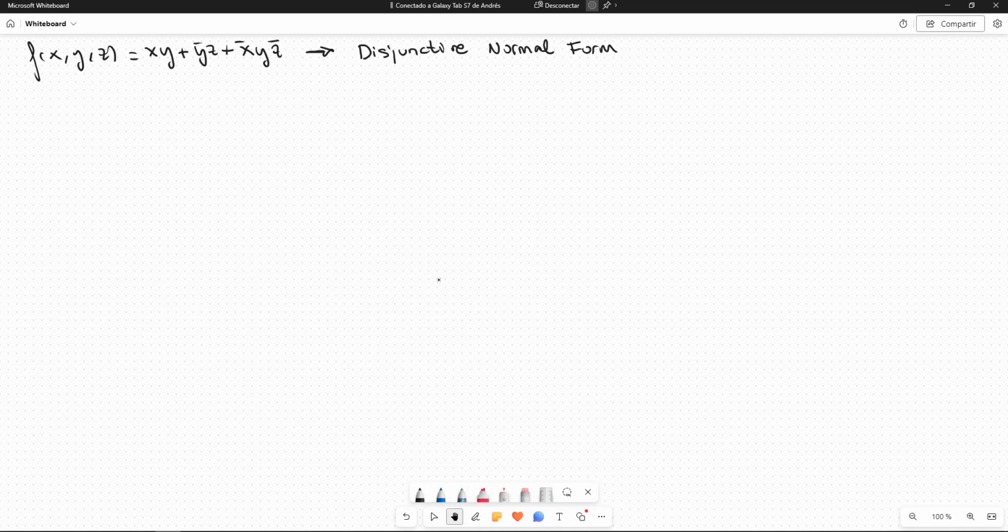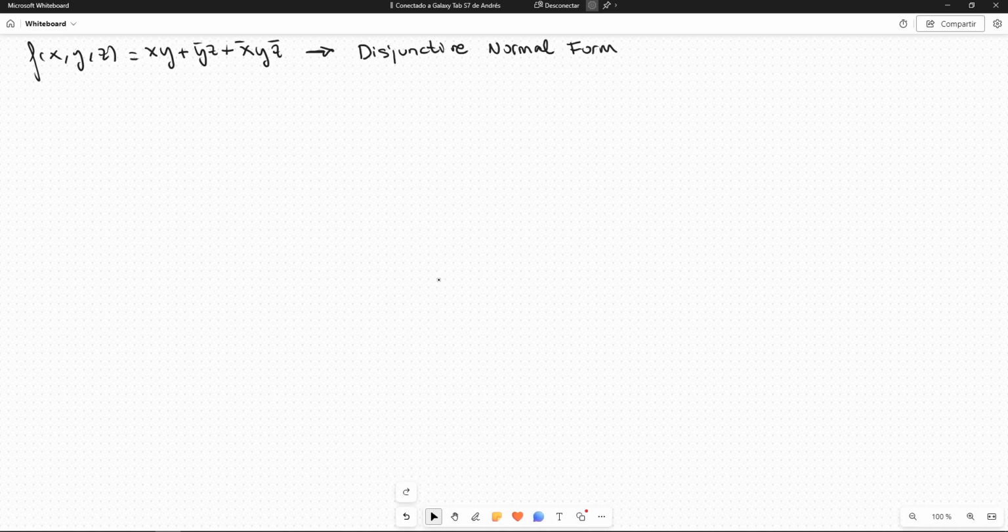Why is it not the conjunctive normal form? And why is it not the canonical? Instead of the normal, why is it not the canonical? Because in the canonical, all the terms are min terms. And here we have that these two product terms are not min terms because we don't have all the variables in them. So the target of this exercise is to obtain the canonical disjunctive form using the Shannon expansion theorem.